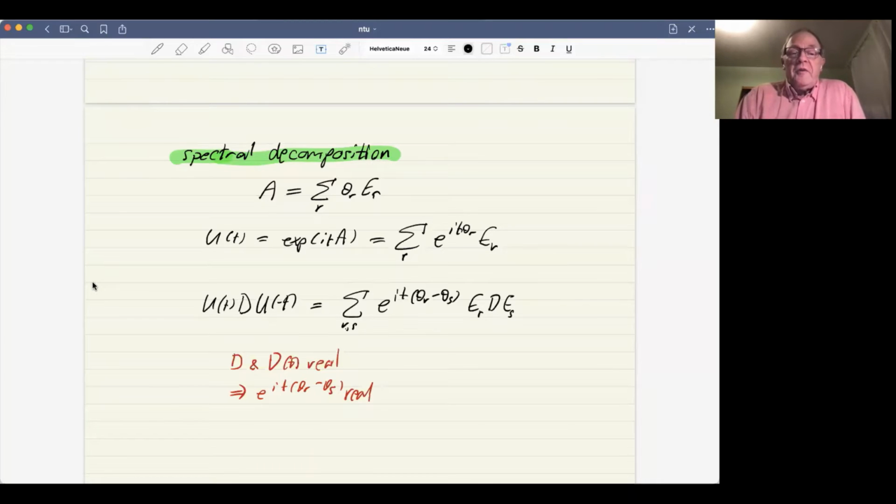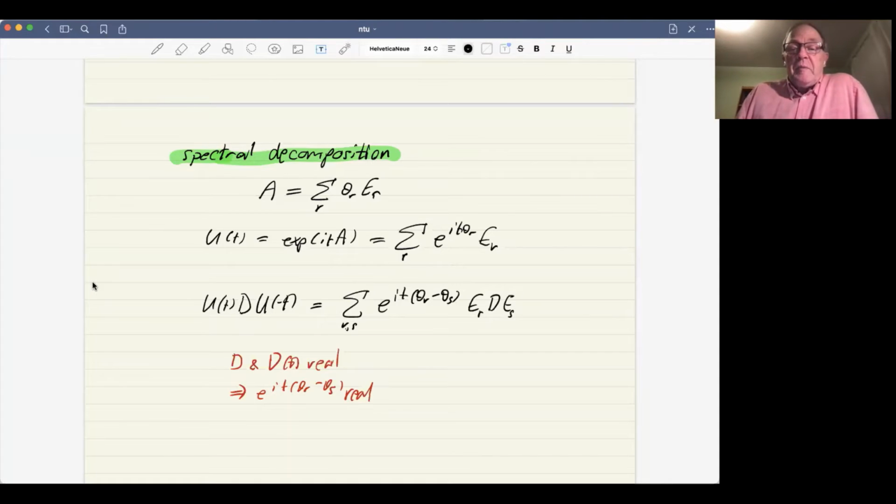Now we go a step further. We're looking at the continuous walk. We start with a state D, and then we look at U of t, D, U of minus t. And you play a little bit. Now, the important thing here is that E sub r times E sub s is 0 if r is not equal to s. And so things simplify a little bit, and you get that D of t is equal to that sum here: the sum of e to the i t (theta r minus theta s) applied to E sub r D E sub s.